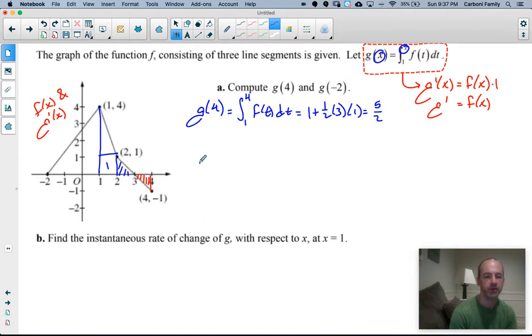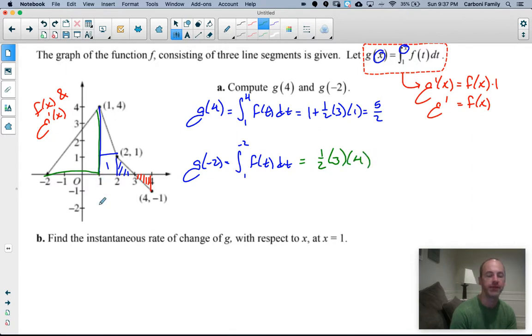And then g of negative 2. Antiderivative from 1 to negative 2. Another question, another area question. And fortunately, the area from 1 to negative 2 is just a single triangle with a base of 3 and a height of 4. However, you need to remember that if you are traveling from right to left, that is a negative direction. We're going from 1 to -2. So the area of that triangle is 6. However, that right to left direction means that that is a negative area. So we have an area of -6. So there's your answers to part A.